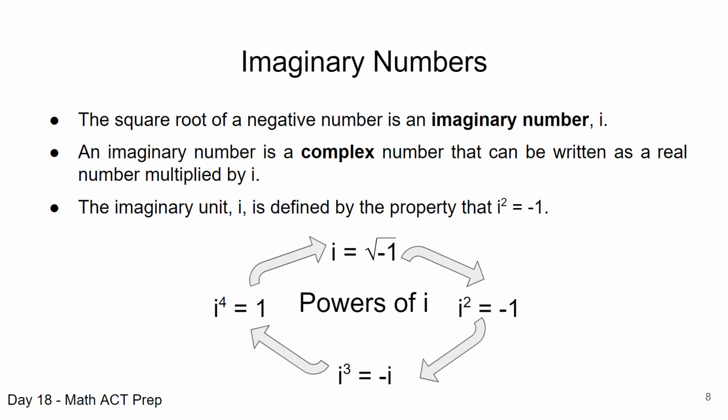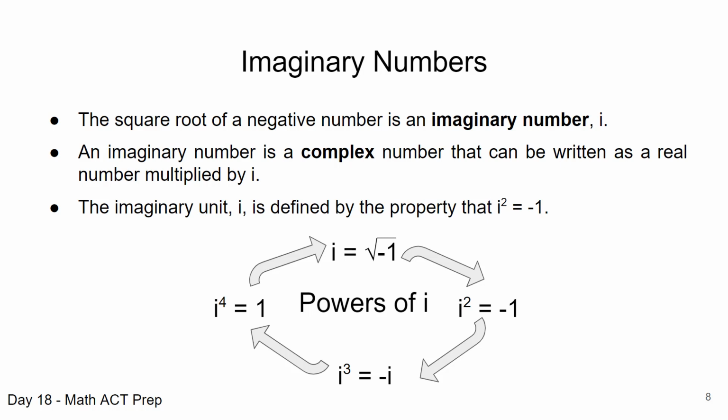If we begin at the top with i equals the square root of -1, let's square both sides. When you square both sides, i becomes i squared. When you square the square root on the right-hand side, we lose the radical and we just have -1. That's our property we just said, i squared equals -1. Now, let's multiply both sides by i to give us i cubed. So when we multiply the right-hand side by i, it's just multiplying i times -1 gives us a -i.